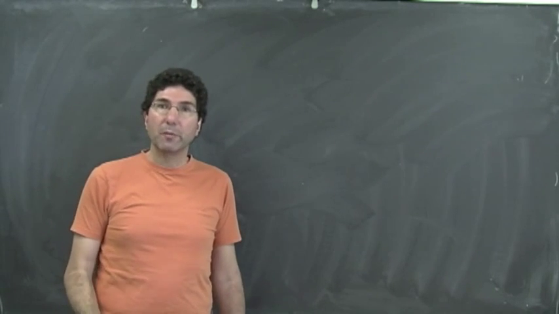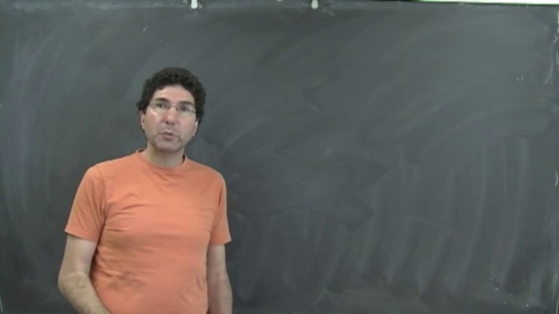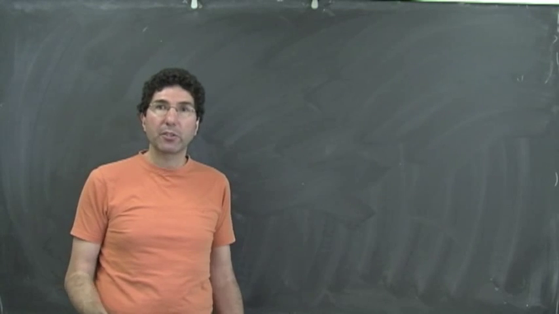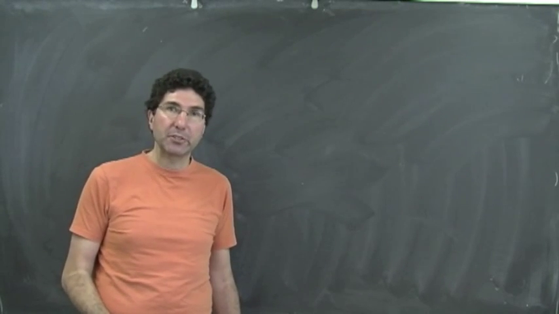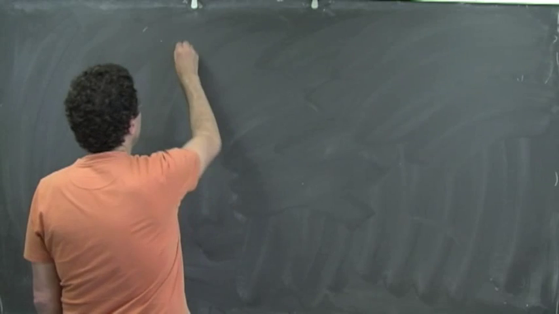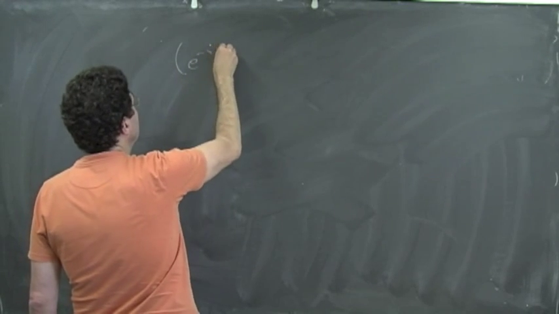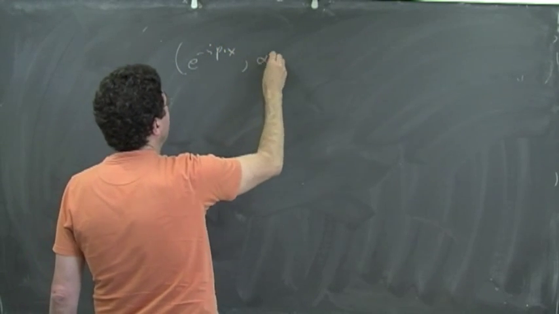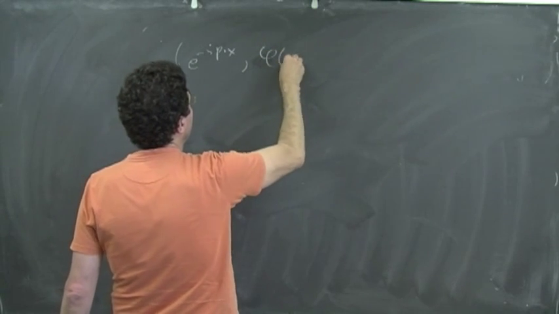All right, so what is this good for? What this is good for is we can use this to project out the creation and annihilation operators from our free field. So if we look at e to the minus i p dot x, and then we look at phi of x, right?